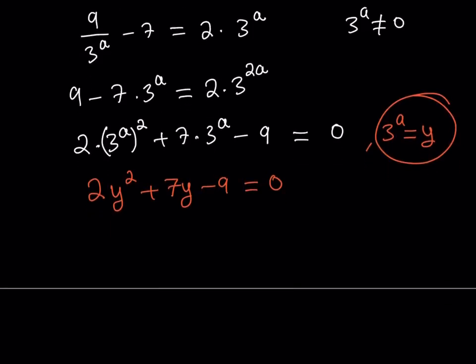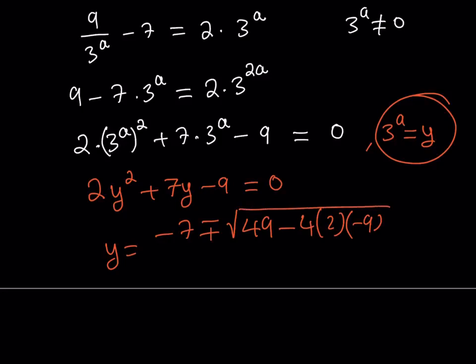Now, what are we going to do now? Well, we're going to solve for y. Let's go ahead and do that. y is going to be negative b plus or minus the square root of b squared minus 4ac, so it's going to be 4 times 2 times negative 9, divided by 2a. Okay, b squared minus 4ac is going to be positive.